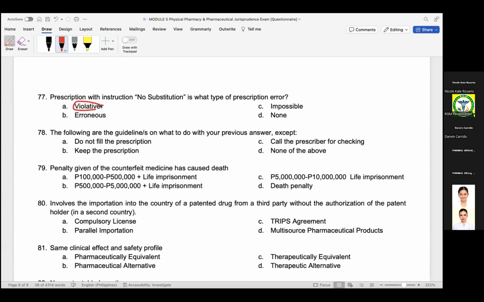Because the doctor who prescribes the drug is endorsing a sort of branded product, kasi nilagay niyan no substitution. Minsan pa, may please. Okay?